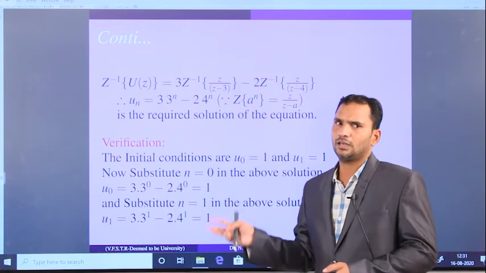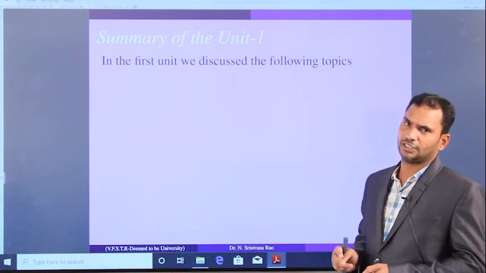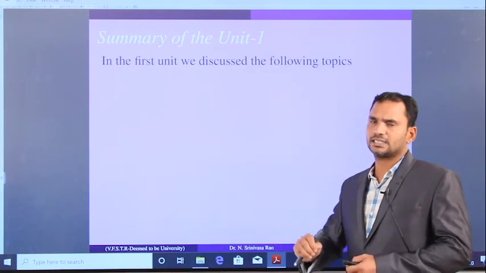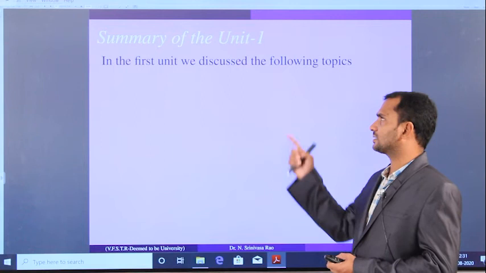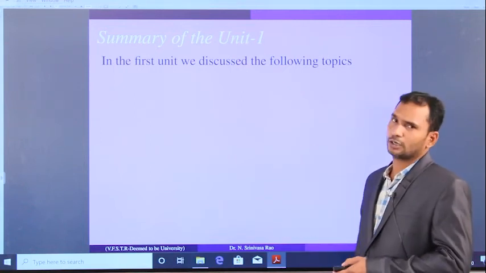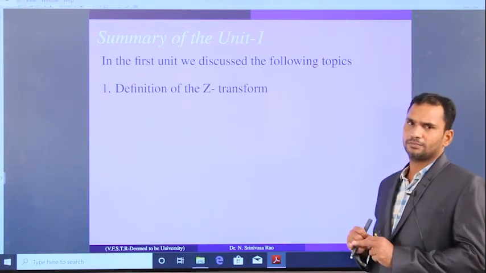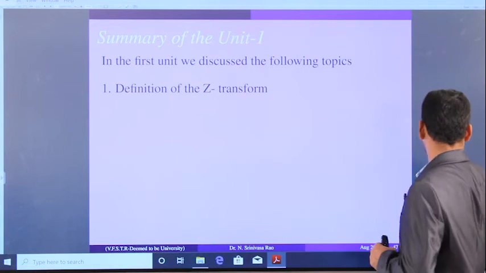Okay, so now I will go for the summary of the first unit. So up to now, what we discussed. This is the summary of unit 1. In the first unit we discussed the following topics. What are those? The definition of a Z transform. Okay, so what is the definition of a Z transform?